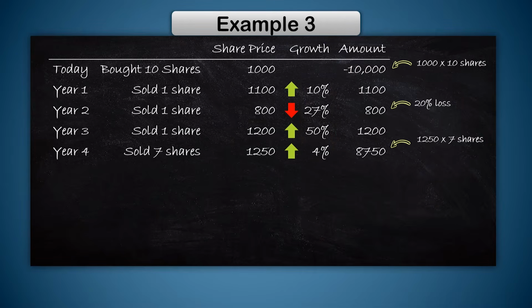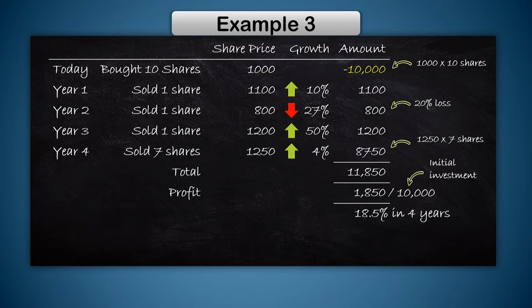Some people may also calculate it this way, that you invested 10,000 and got back 11,850. So the total profit is 1,850, which is 18.5% in 4 years. So per year it must be divided by 4, which is approximately 4.6% per annum. This is also wrong, because we would be making the same mistake as thinking 20% in 2 years is the same as 10% per annum, which we saw in the second example.